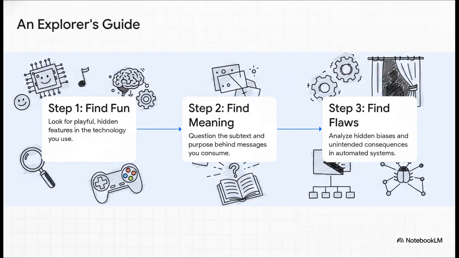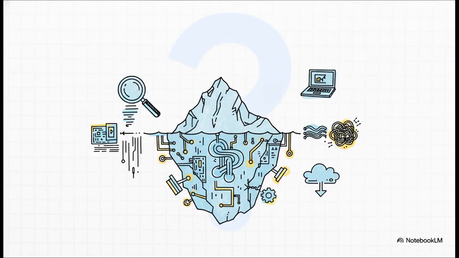So think of it like this, kind of like an Easter egg hunter's guide to the world. Step 1, find the fun. Train your brain to look for what's not immediately obvious in the tech you use every day. Step 2, use that skill to find the meaning. Start questioning the subtext and the real purpose behind the messages you see. And finally, step 3, find the flaws. Apply that same critical eye to analyze the hidden biases and unintended consequences in all the automated systems that are shaping our lives. It really all starts with just choosing to look a little deeper.